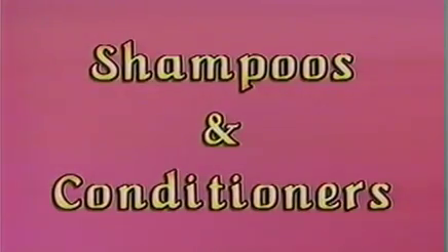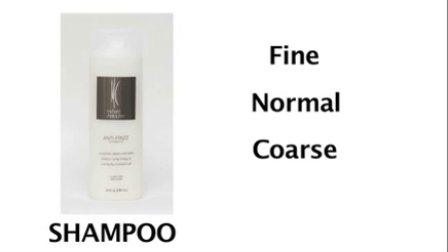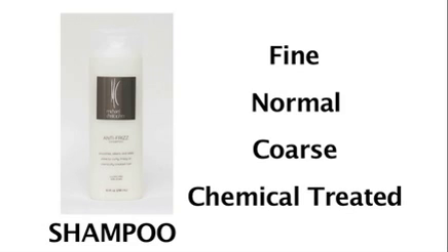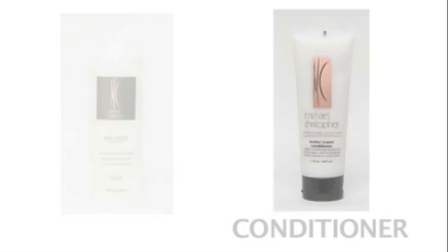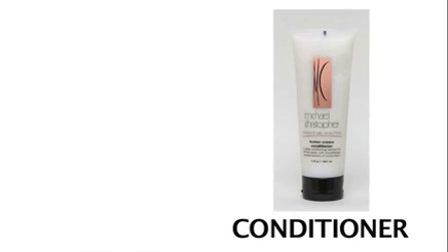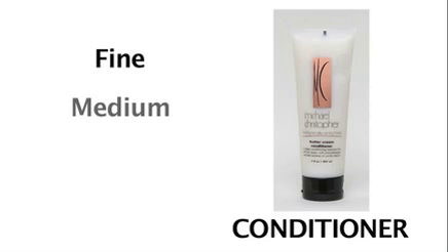Shampoos and conditioners can make a difference in your hair's performance. Choose one that is right for your hair type. Shampoos for fine hair contain lighter ingredients. Shampoos for normal hair contain some moisturizing properties. And finally, shampoos for coarse and chemically treated hair contain the most moisturizing properties. There are 3 levels of conditioners: light moisturizing properties for fine hair, additional moisturizing properties for medium hair, and finally, heavier moisturizing properties for coarse or chemically treated hair.